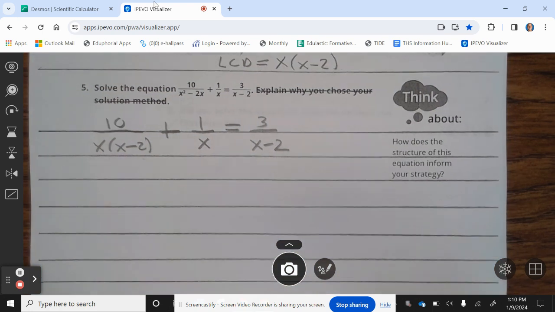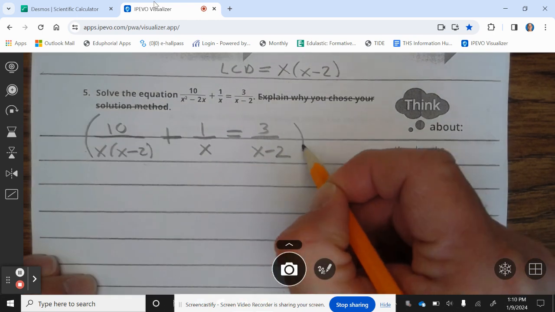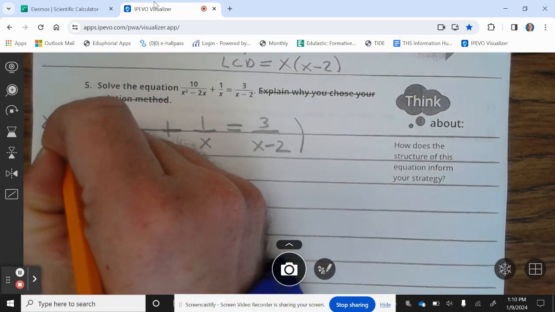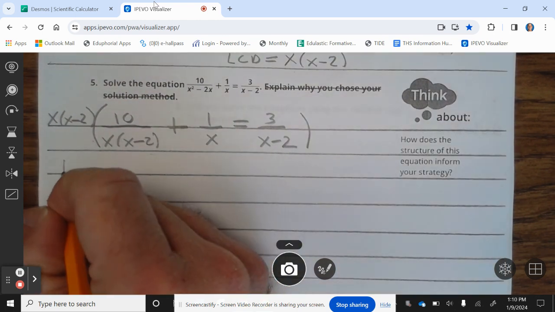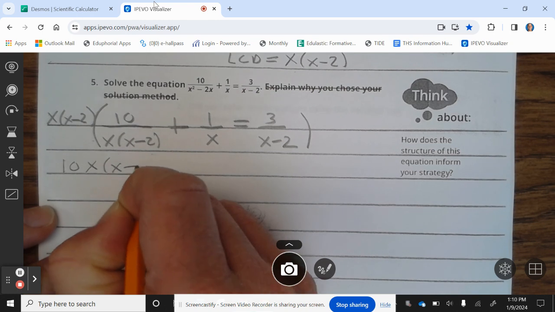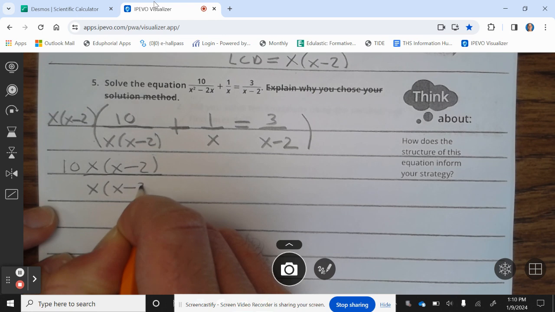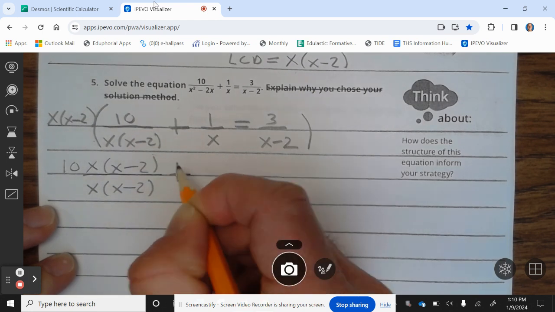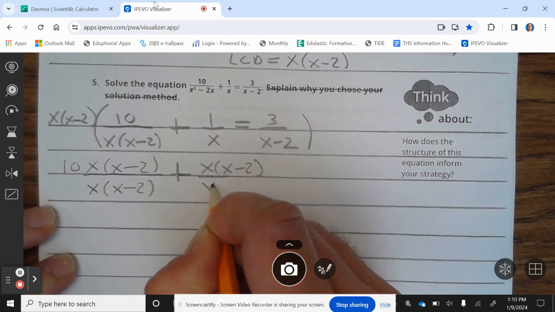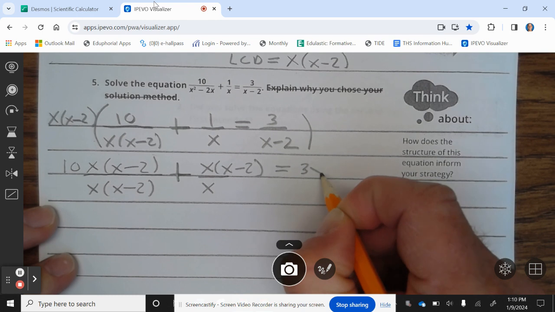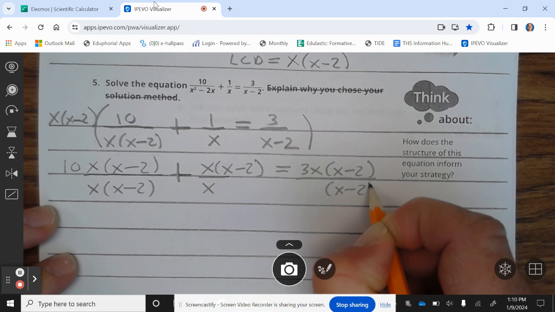Okay, what we're going to do is multiply everything by that, and then we'll get rid of the fraction. So we're going to multiply everything times x minus 2. So when we multiply that, it becomes 10 times x minus 2 divided by x times x minus 2, plus x times x minus 2 divided by x, equals 3x times x minus 2 divided by x minus 2.